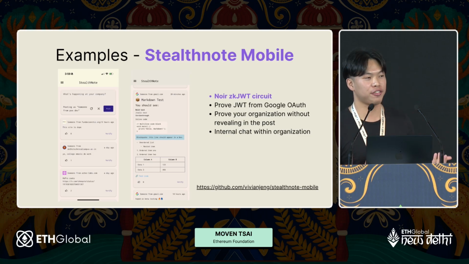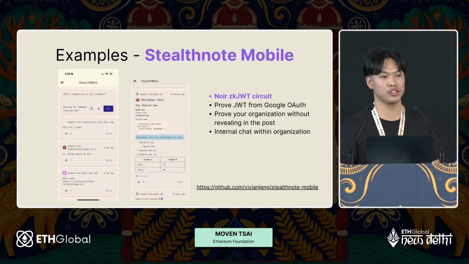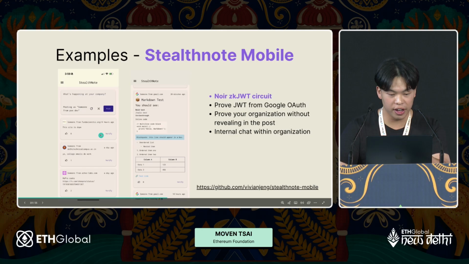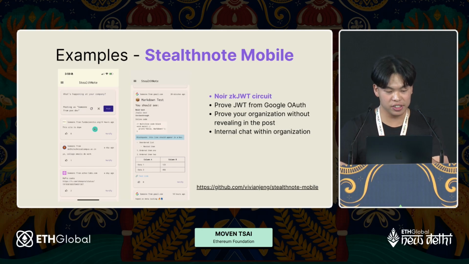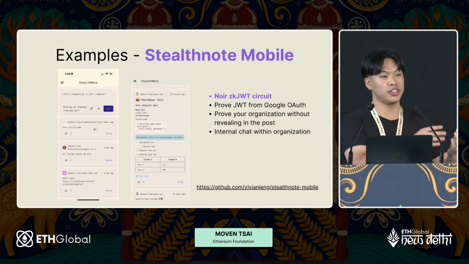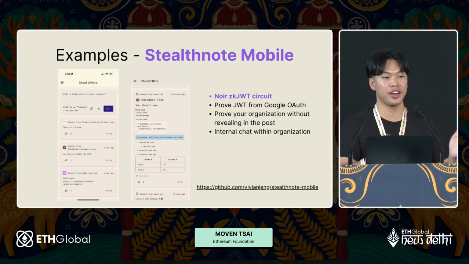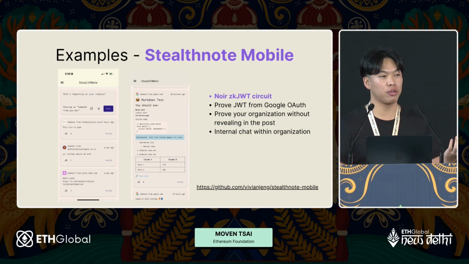So first of all, Stealth Note is one of the projects from Noir, and we built a mobile version for it on top of their Noir zkJWT circuits. What you can do is log in with your Google account, and then you can prove your organization. The email will appear on the mobile, and you can see the email domain that the people who posted this message come from. And you can also verify whether this message is actually from that person.